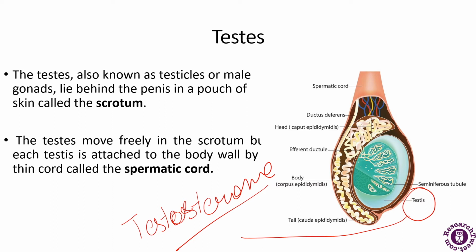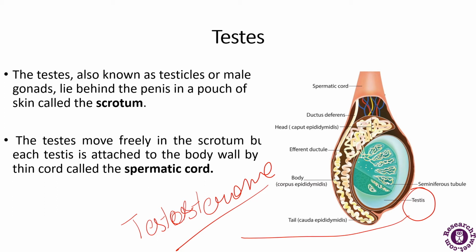The cord passes through a cavity in the pelvis and into the abdomen. It contains the nerves and blood vessels for the testes, as well as the vas deferens, which carries the sperm from the testes into the urethra. So what is the urethra here? The urethra is the passageway for sperms to the outside of the body at ejaculation.